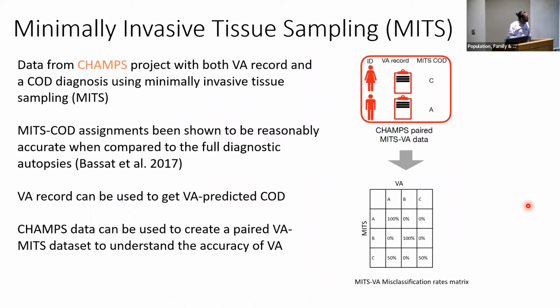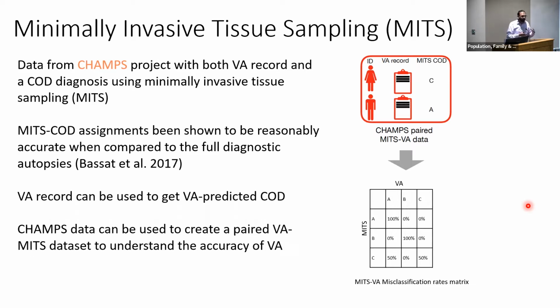So that's where the CHAMPS project comes in. CHAMPS is an ongoing project in several countries, including Mozambique, where they're doing what is called minimally invasive tissue sampling, or MITS, on a very small set of deaths occurring within the CHAMPS sites. MITS is basically a combination of pathology and laboratory tests, as well as looking at health history and clinical records.